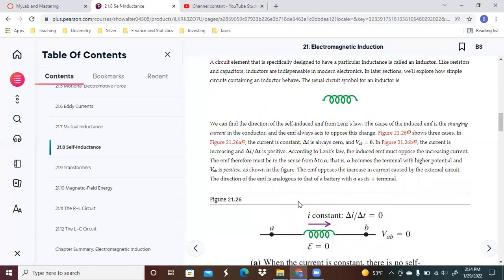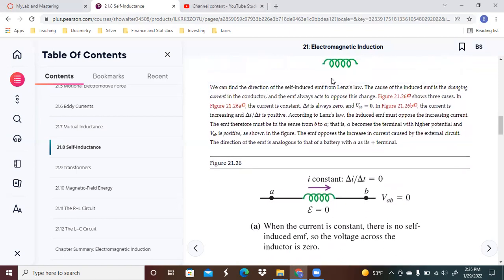A circuit element that is specifically designed to have a particular inductance is called an inductor. Like resistors and capacitors, inductors are indispensable in modern electronics. In later sections, we'll explore how simple circuits containing an inductor behave. The usual circuit symbol for an inductor is basically this.